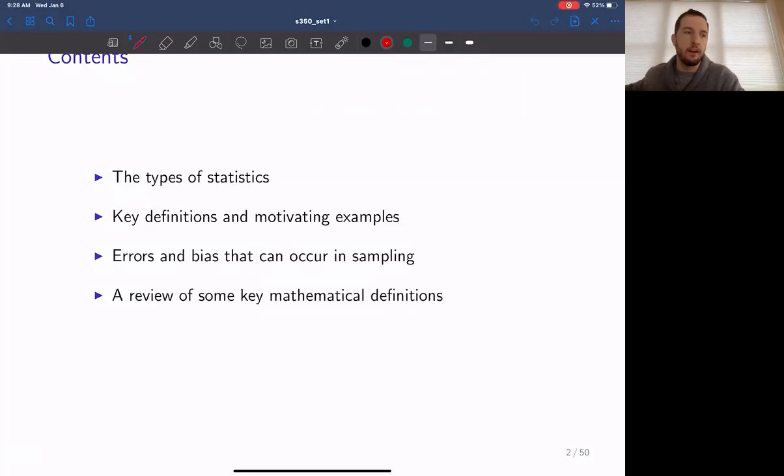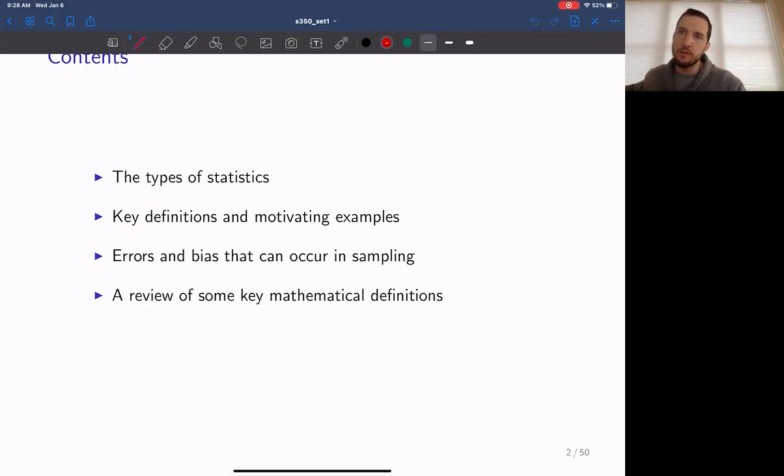Then we're going to talk about the errors and the different biases that can occur in sampling. You will notice that the errors are plentiful. So there's lots of different things that can go wrong. And of course, as a result, there's lots of different biases that we can observe as well, or be subject to in the process of collecting information.